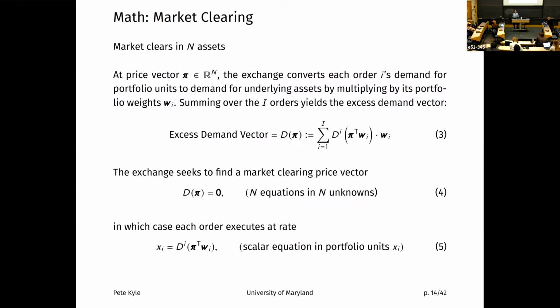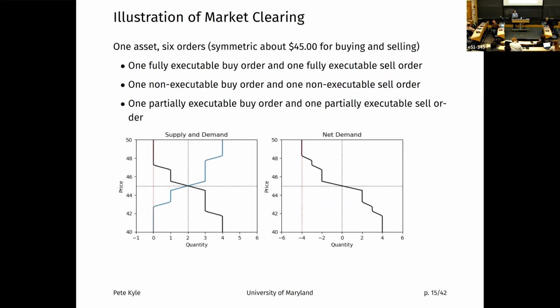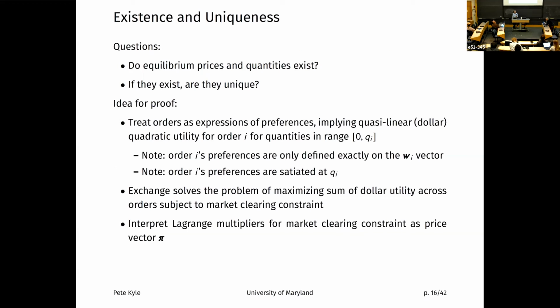Now, once the market clearing prices have been found, which are defined by equation 4, each trader in the market can calculate how much his order executed by taking those prices and putting them into his demand function. Okay, so this is just an illustration of downward sloping demand functions.